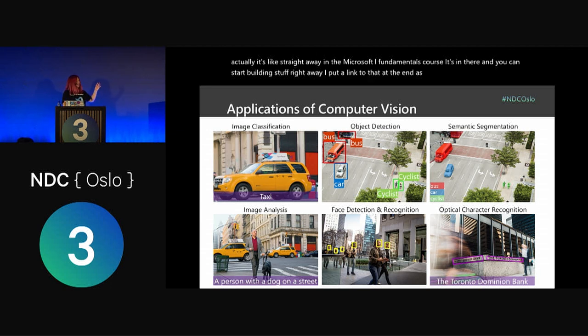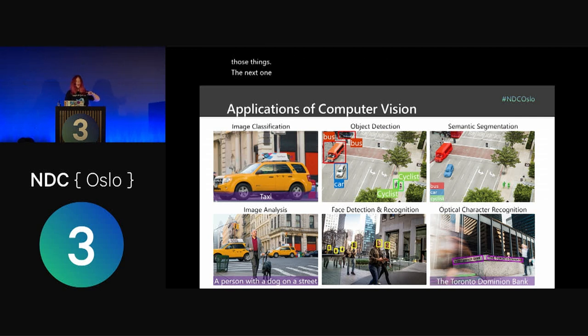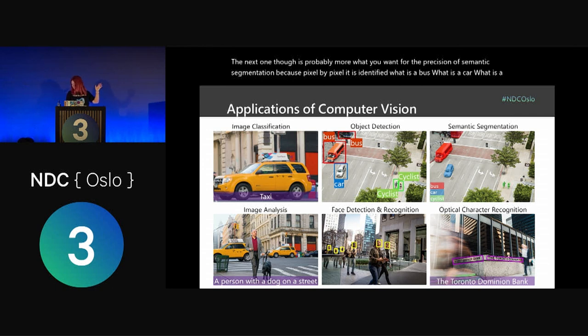What we have here, image classification. So it is labeling that as a taxi. It knows that's a taxi, or it's a car, or it's a bus, or it's a cyclist. In the next one, object detection, you see there are bounding boxes around those objects that it has detected as those things. The next one, though, is probably more what you want for the precision: semantic segmentation, because pixel by pixel, it has identified what is a bus, what is a car, what is a cyclist.